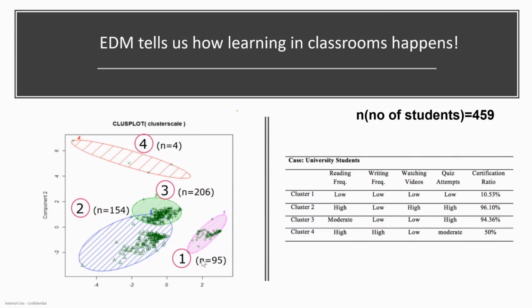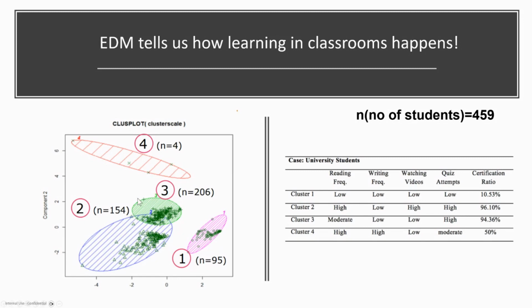As you can see, the certification ratio is 10%, and the reading, writing, watching, and quiz attempts were all low, because again, it shows you how a classroom happens. Over 8 hours, the concentration level keeps going up and down. But this is one thing wherein we had data to prove that learning doesn't just happen in the classroom.